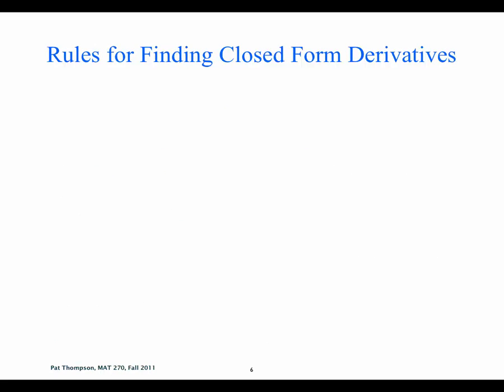Okay, so rules for finding closed form derivatives. We've seen how powerful it is to have a closed form derivative like the one we just had. All we had to do is plug 1 in, and it gave us that rate of change. Plug 4 in, and it gives us the rate of change almost instantly. So we're going to develop rules for finding closed form derivatives. Your mastery test is about your knowledge and ability to apply these rules. Okay? So here are the first 4.